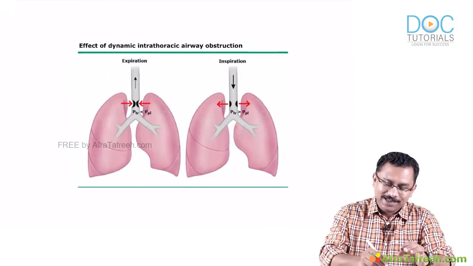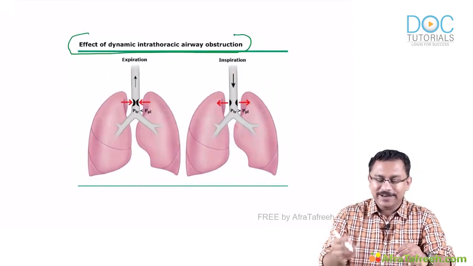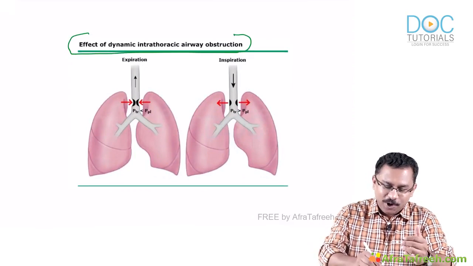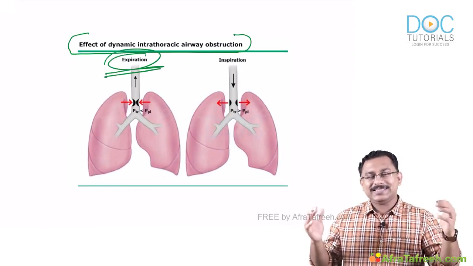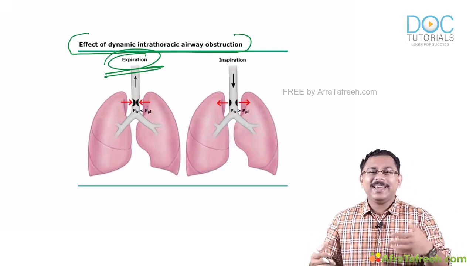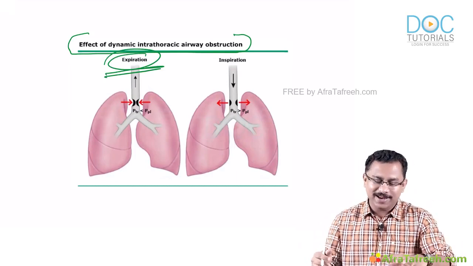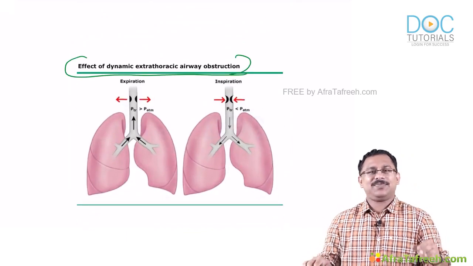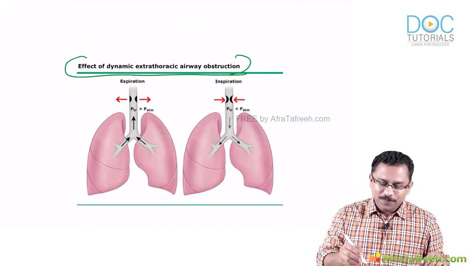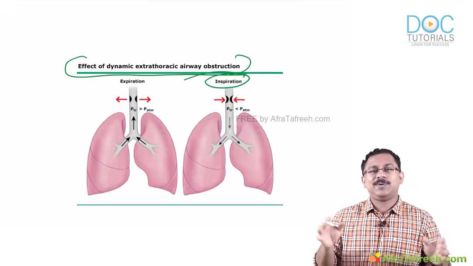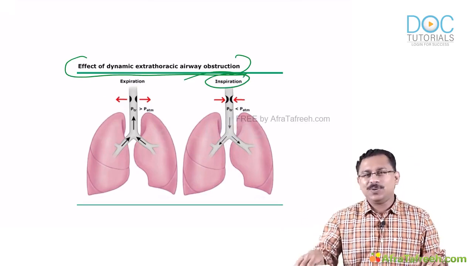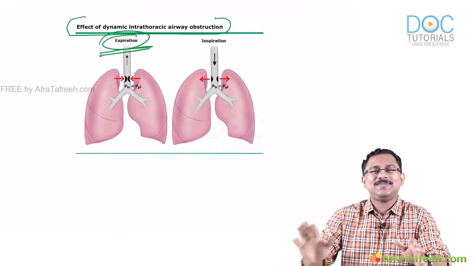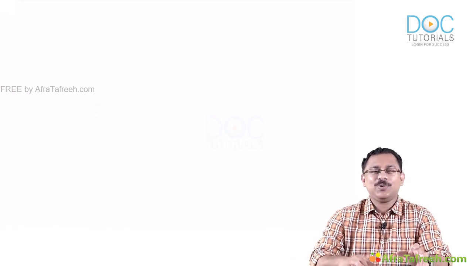Just to show a picture of the dynamic effect of an intrathoracic airway obstruction. If it is intrathoracic, remember the predominant problem will be in the expiratory part, that is going to be affected. But when you think of an extrathoracic airway obstruction, it is the inspiratory part of the flow volume loop that is going to be affected. So I hope the flow volume loop concept is also very clear to you.